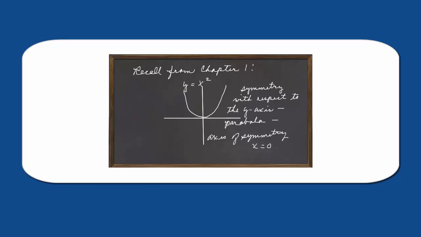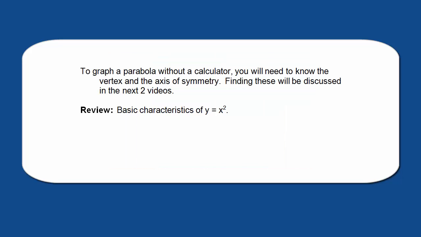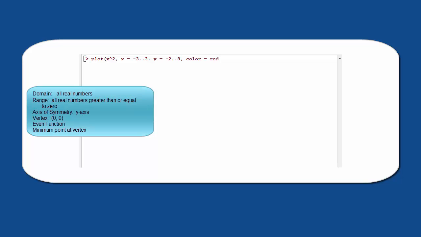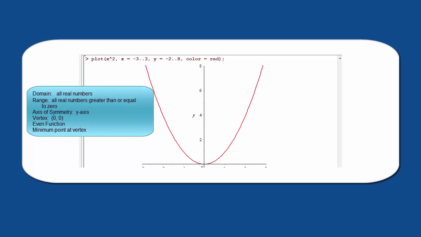Extremely important point. If we go back to our picture here then, notice where I put the little x. That's a vertex at 0, 0. That's where it turns. So, to graph a parabola with a calculator, you'll need to know the vertex and the axis of symmetry. We'll do this in the next two videos. So, let's just let Maple graph one for us here. We're going to say let's plot x squared, and just a second while we get all of the little commands in, and notice the things that we have for that.